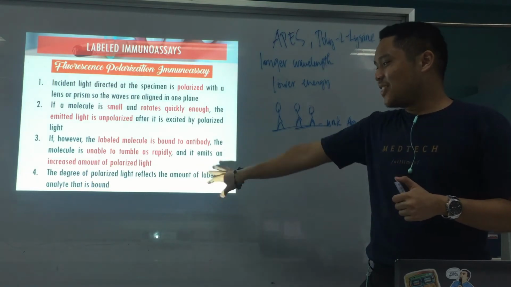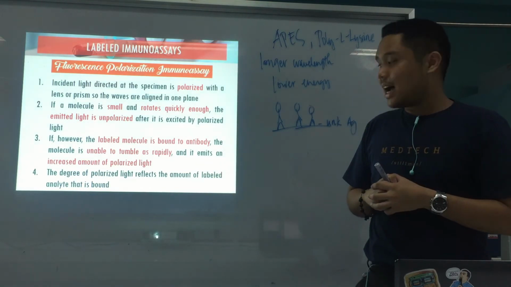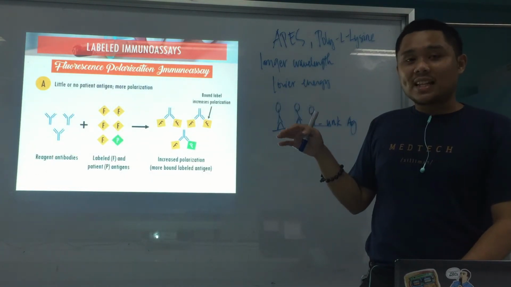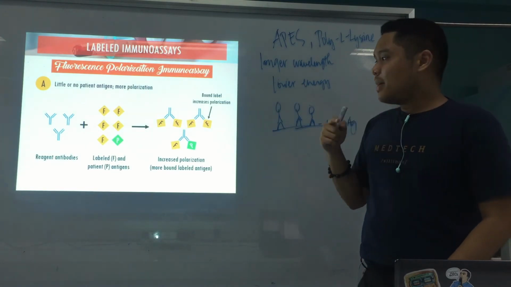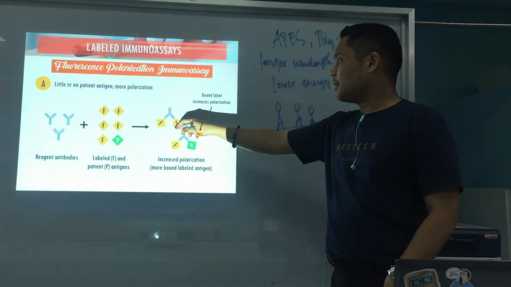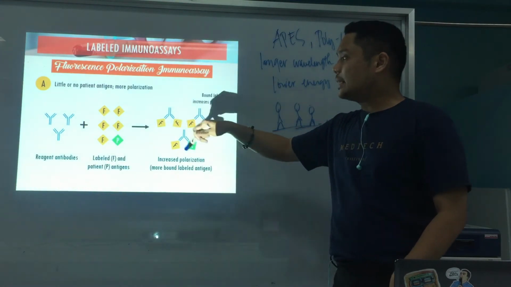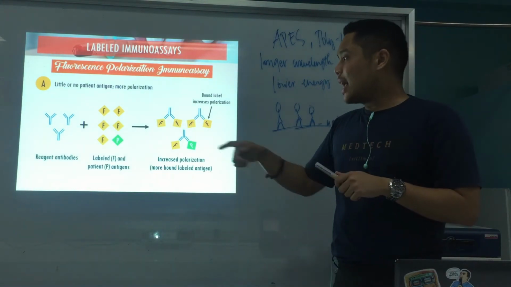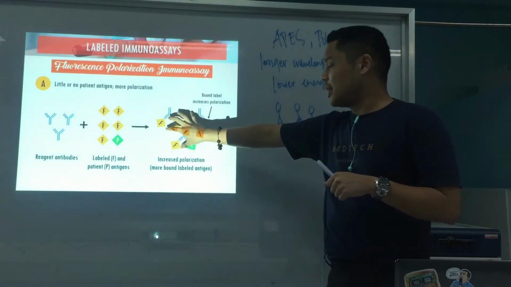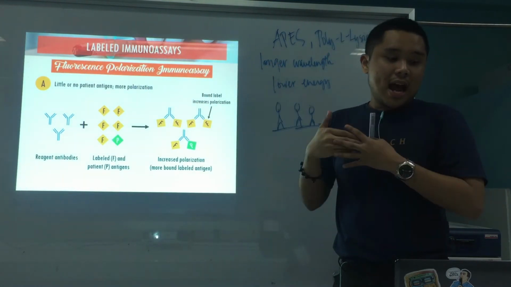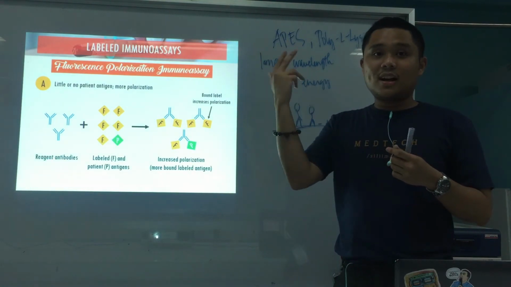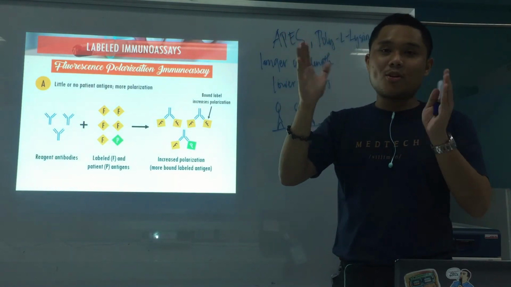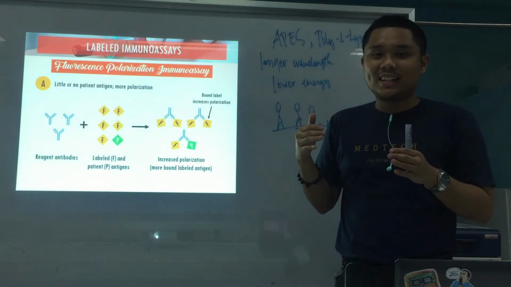Okay, sorry. The degree of polarized light reflects the amount of labeled analyte that is bound. Let's say there is little or no patient antigen, meaning more polarization. Why? Because your labeled antigen, the fluorescent one, attaches to your antibodies. So the labeled antigens increase, and therefore it becomes a large molecule, so the labeled portion is what increases here.